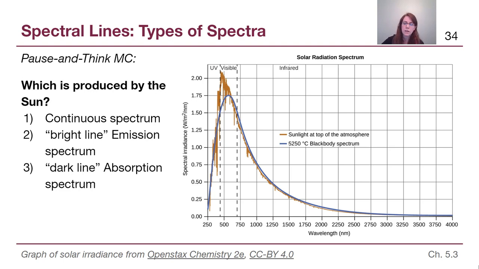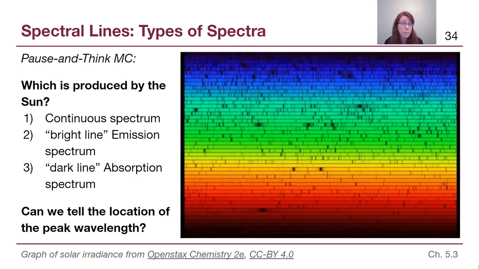Okay, the graph here is showing in that orangish-red color that we aren't seeing a smooth curve. This picture from our textbook might help as well. Although we see a rainbow, it is not a perfectly smooth, continuous rainbow. We are missing certain wavelengths. We get an absorption spectrum from the sun and from all stars. So big capital letters in our notes, all stars produce absorption spectra.